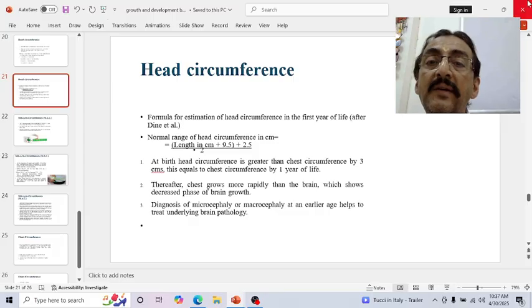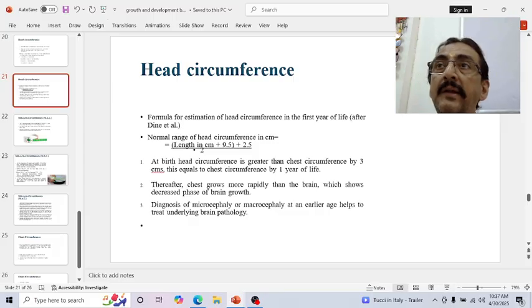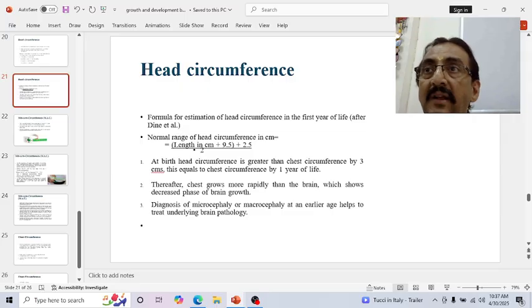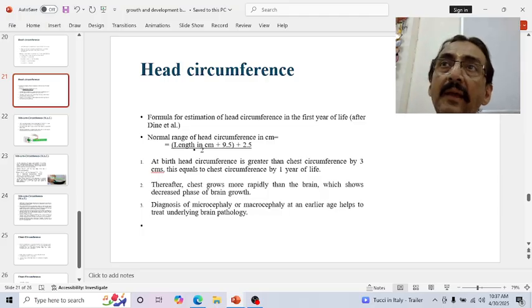So these are some of the basic things regarding anthropometry. In the next class onwards, we will see other objective parameters of growth assessment. Till then, thank you very much.